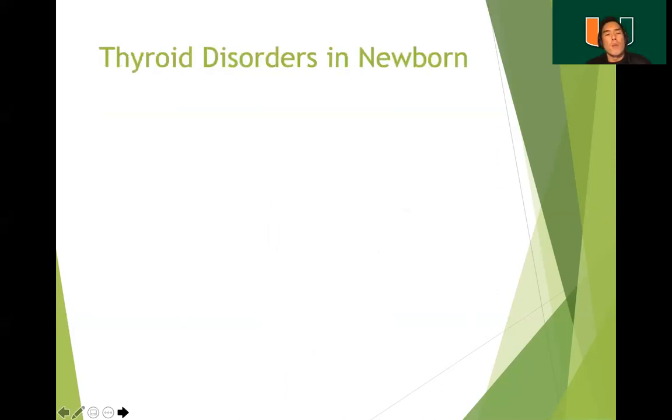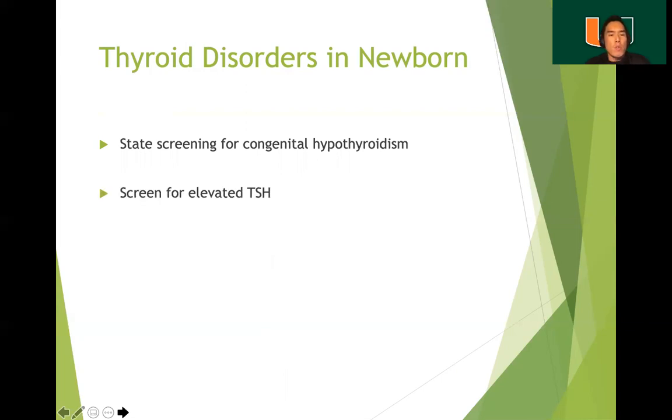Now, there is a particular focus on thyroid disorders in newborns. Every state has a screening program to detect congenital hypothyroidism. What does it do? It screens for elevated TSH. With the heel prick, one of the tests they do is a TSH level, so they look for elevated TSH. So it would not pick up central hypothyroidism in newborns.